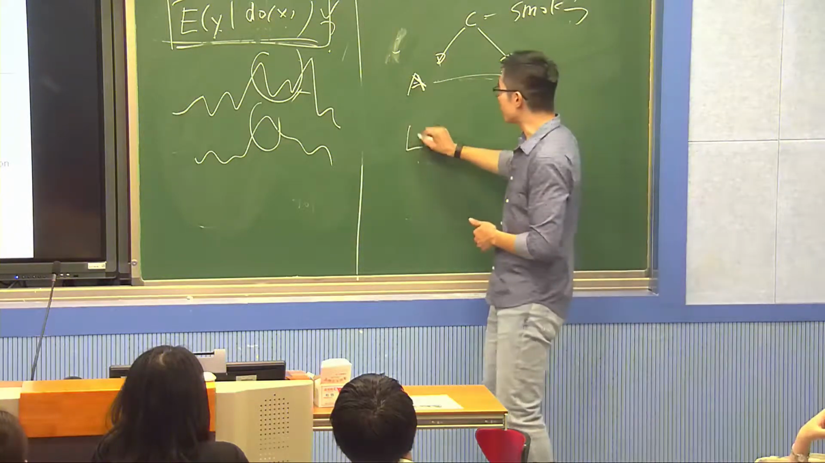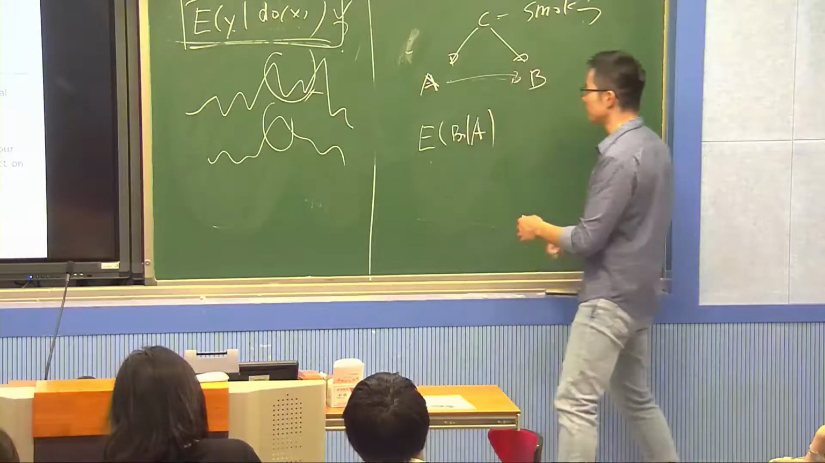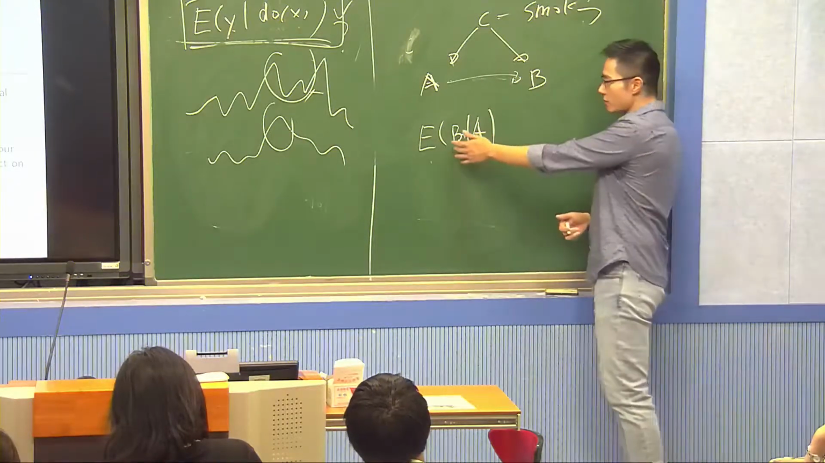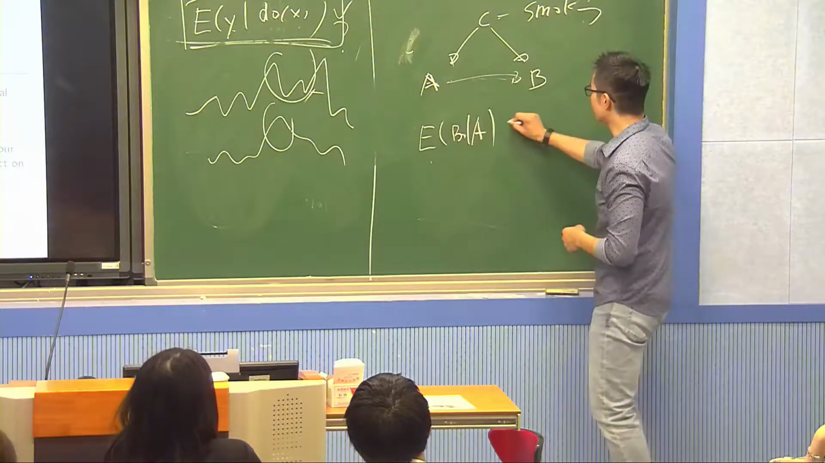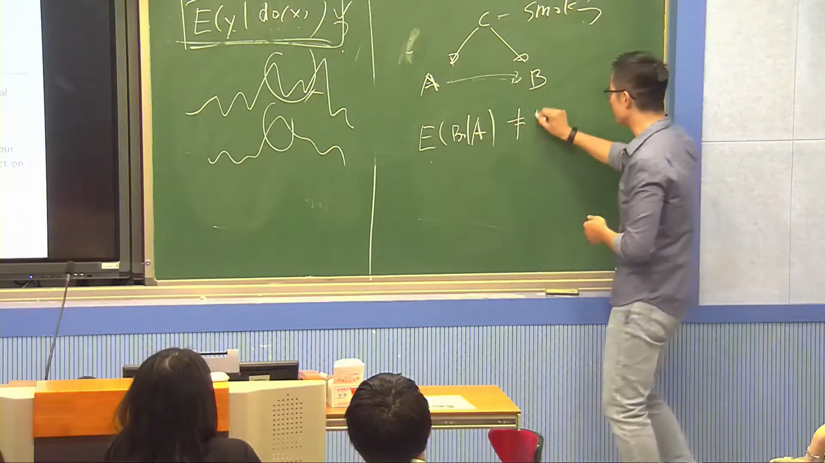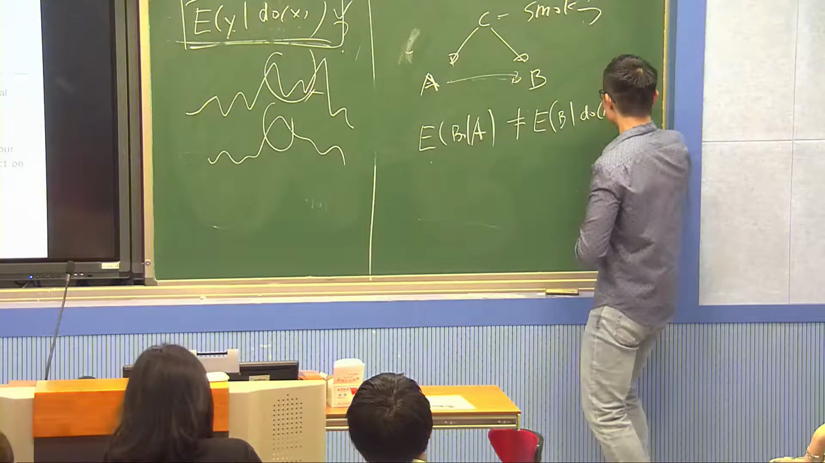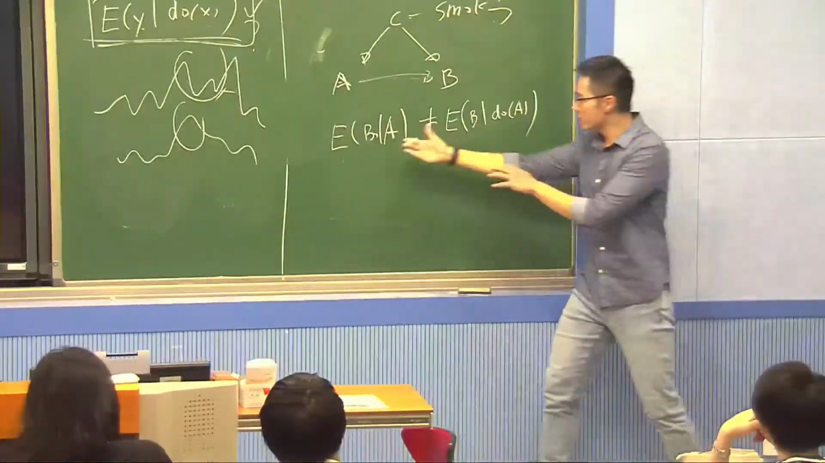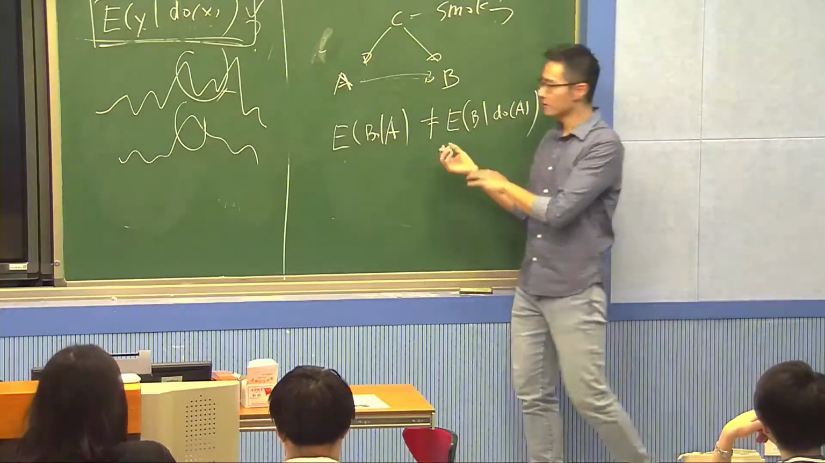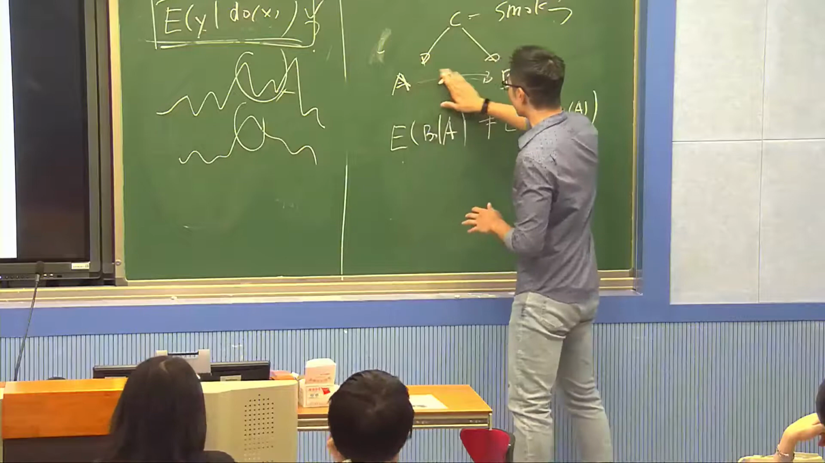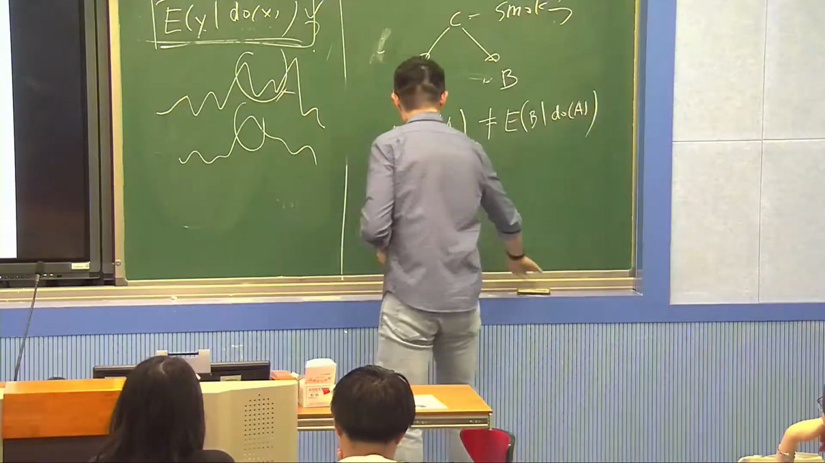In other words, in this case, E[B | A], the expectation of B given A, which is a purely statistical object, is not equal to E[B | do(A)]. So the statistical correlation is not equal to causation here. And the reasoning again is because even without causation, they are correlated.